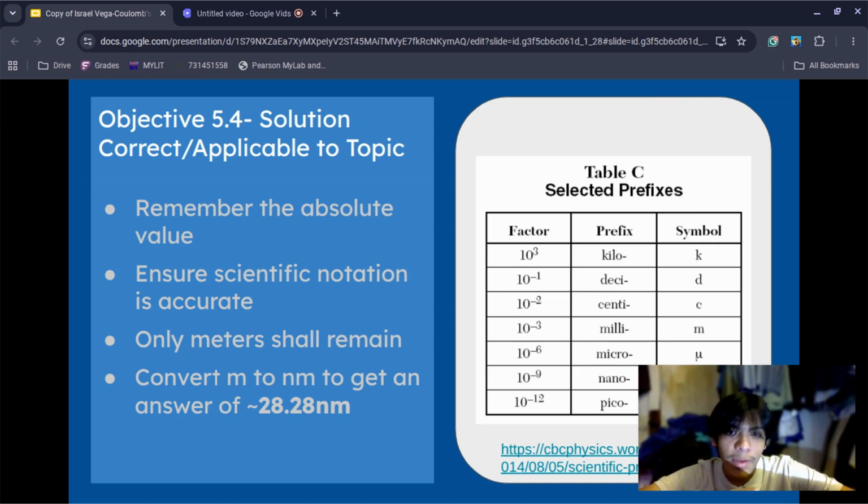So one thing that you have to keep in mind is that remember it's going to be the absolute value. You have to ensure that the scientific notation is accurate. Right here I included some prefixes if you need help solving this problem. And the only unit that shall remain once you're done solving this problem should be meters. Upon doing all this algebraic manipulation and halving the force, you need to convert meters to Newton meters to get an answer of approximately 28.28 nanometers.